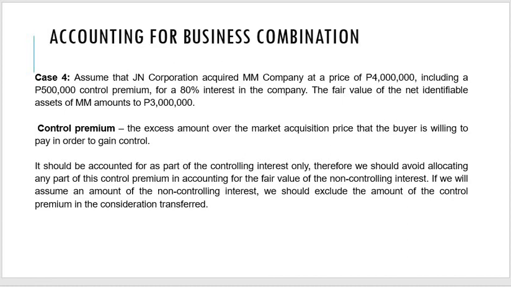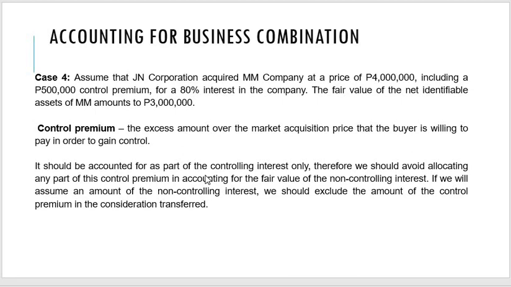Okay, we have case 4. Assume that JN Corporation acquired Company at a price of 4 million, but it includes a control premium of 500,000 for 80% in the company. So the fair value of the identifiable assets amounts to 3 million. Since the fair value of the non-controlling interest is not given, then we'll assume the fair value of the non-controlling interest. However, when there is a control premium, it is a different case. So, what is a control premium?